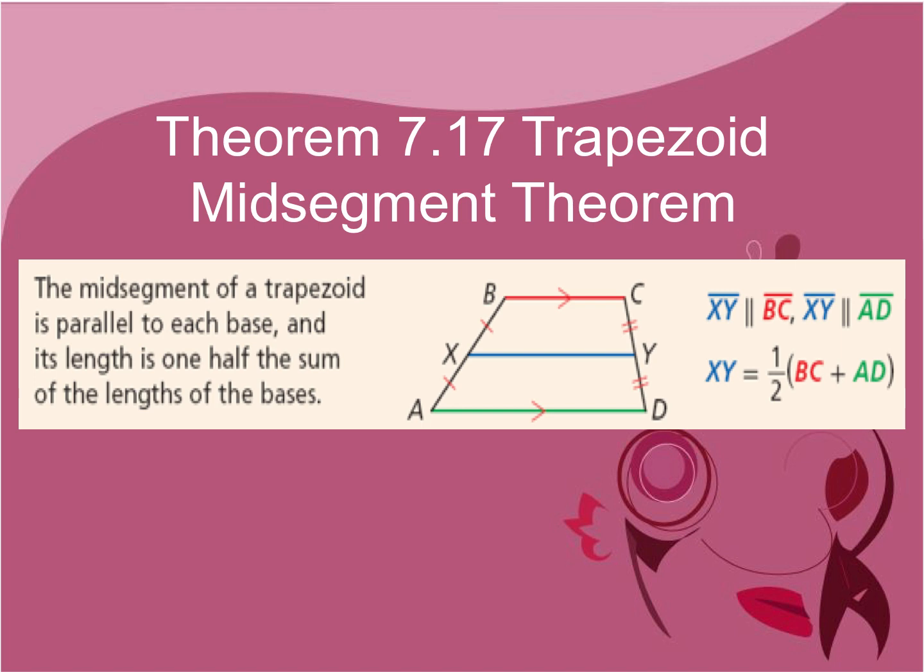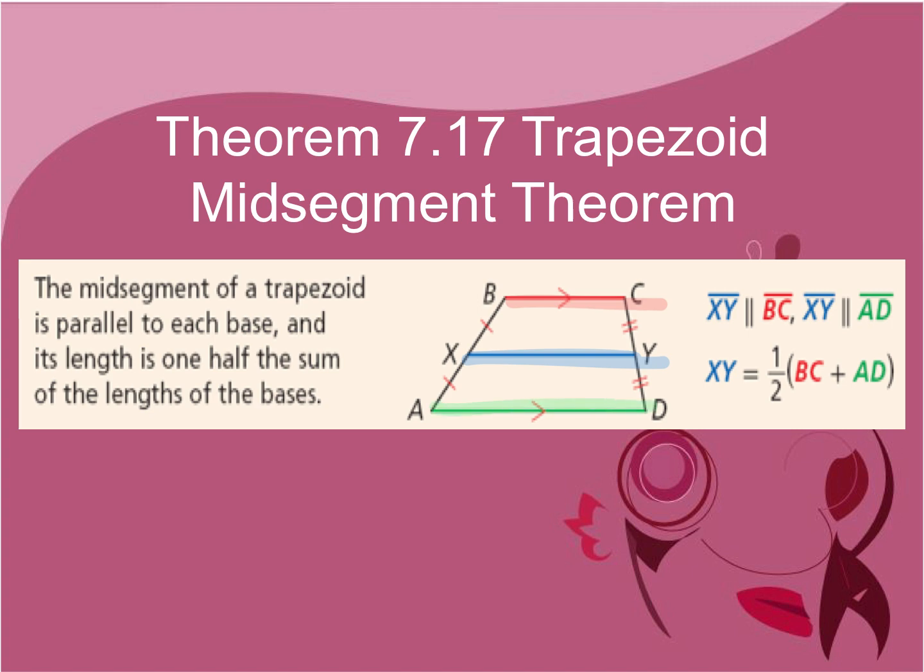So we have theorem 7.17, the trapezoid mid-segment theorem. This states that the mid-segment of a trapezoid is parallel to each base and its length is 1/2 the sum of the lengths of the bases. So here they're telling us XY is parallel to BC, which is parallel to AD. So all of these are parallel to each other.